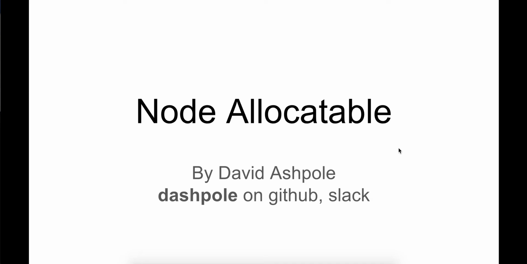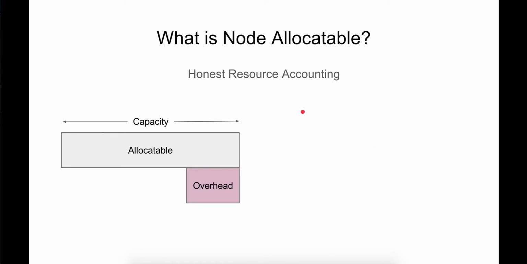So, Node Allocatable, to start it off, has two main components. The first is honest resource accounting for node overhead. And the second is that it provides protection for system daemons.